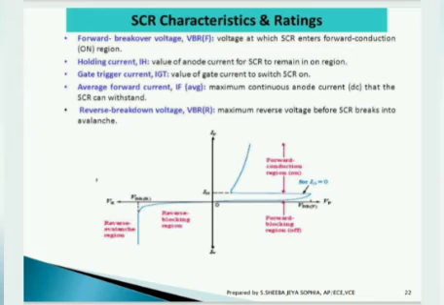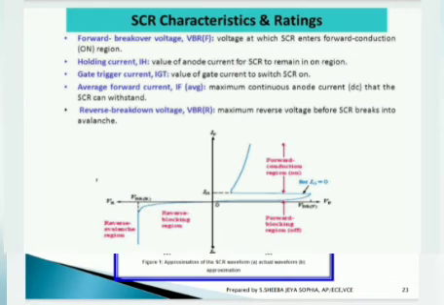Holding current, as we have seen, is the value of anode current for which the SCR remains in the on region. Gate trigger current is the value of gate current at which the SCR is on. Average forward current is the maximum continuous anode current that the SCR can withstand. Reverse breakdown voltage is the maximum reverse voltage before the SCR breaks into avalanche. So these are all the major terms in SCR.